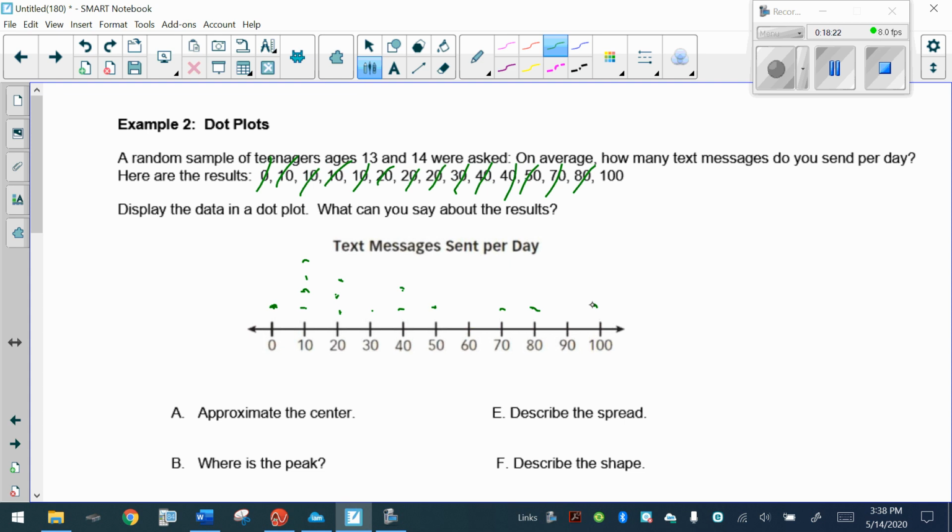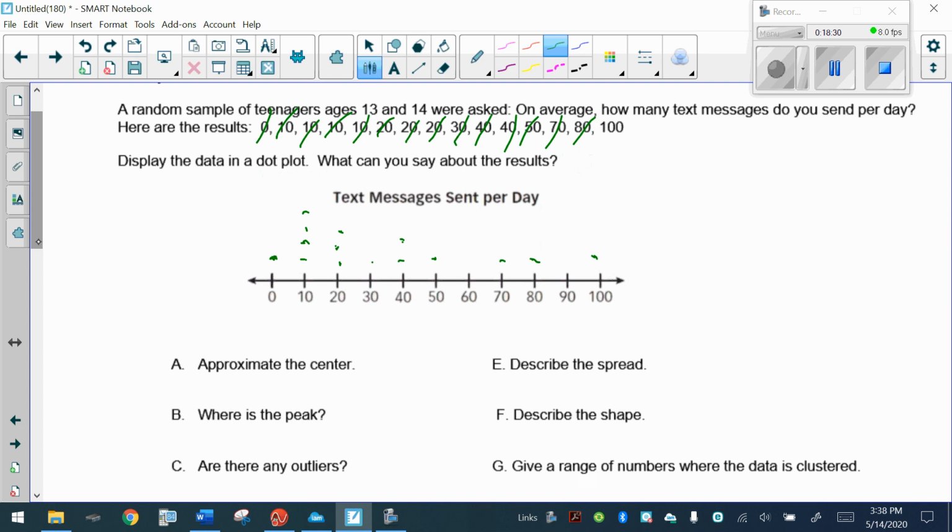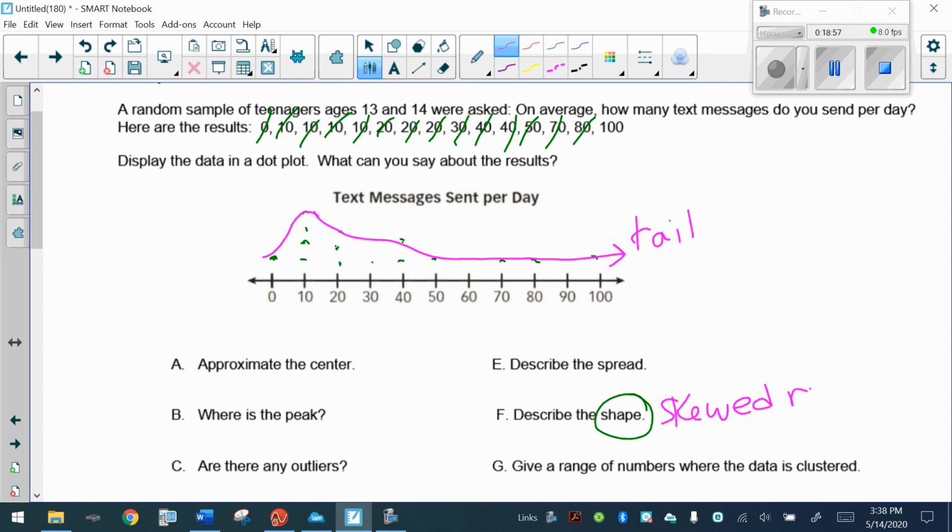So the first thing it says is approximate the center. Well, I wish it said describe the shape first. I'm going to do F first. I always think if you describe your shape first, you get a much better idea what the other answers should be. So as we've been doing, if I connect roughly the tops, whoa, that's clearly a tail, right? And the tail is pointing to the right, so this is going to be skewed right.